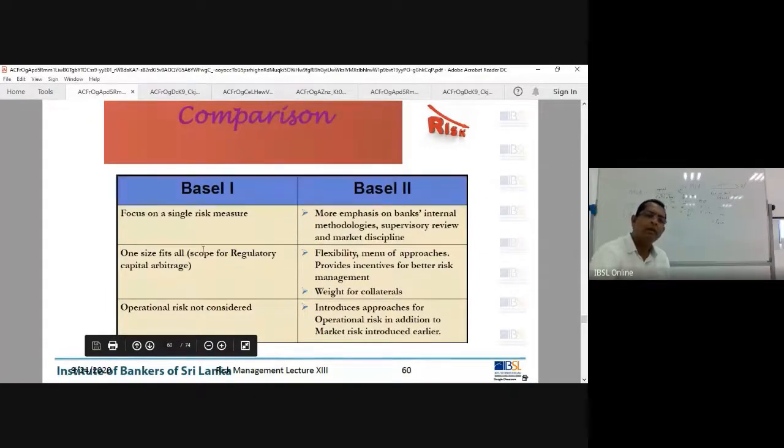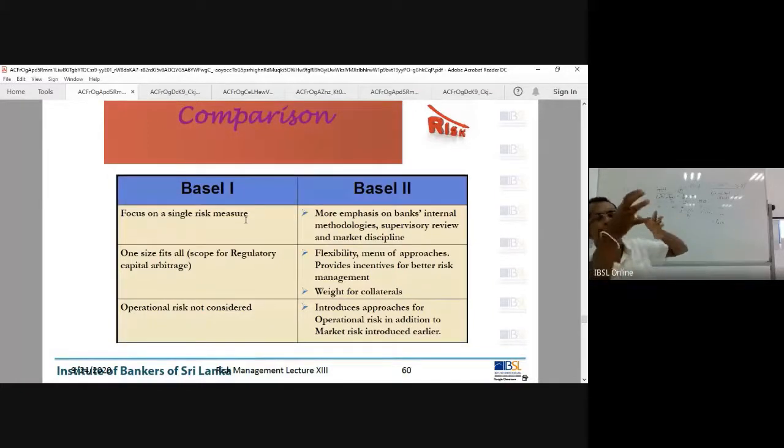This is Basel 1. Focus on a single risk measure, that is the credit risk we were focusing on. Then one size fits all. Zero risk was what? Cash, gold, or US Treasury. Then 20% risk, OECD banks or municipalities like that. 50, residential mortgages. Whether it is ABC Perra or Google, it is same. So you can play with your capital, the same amount of capital, you can go for very good credit or you can go for high risk credit. So your profitability changes.